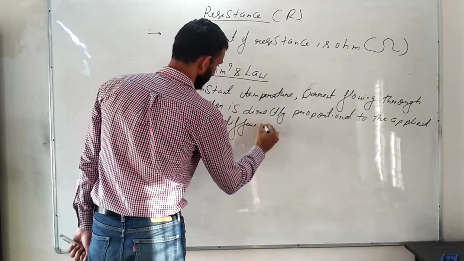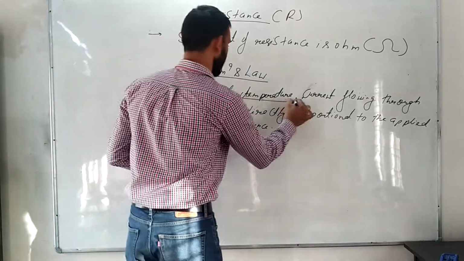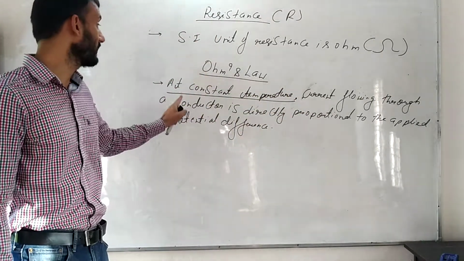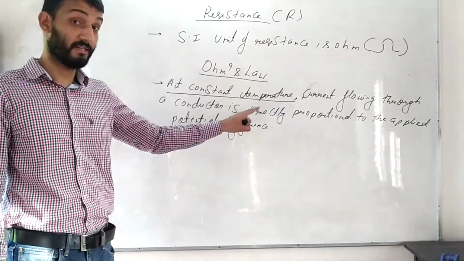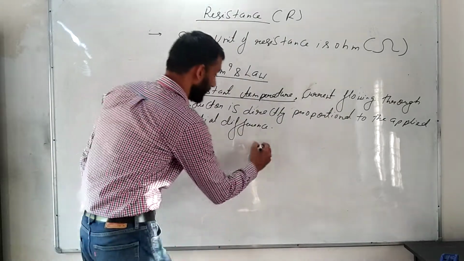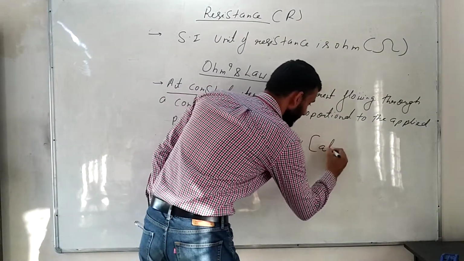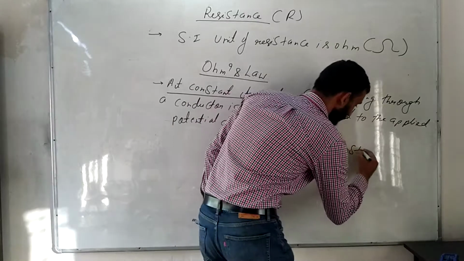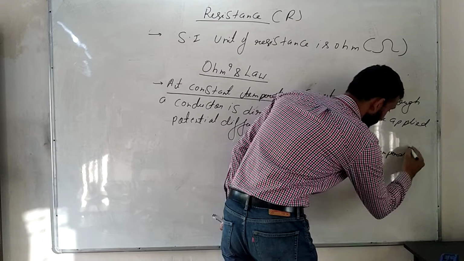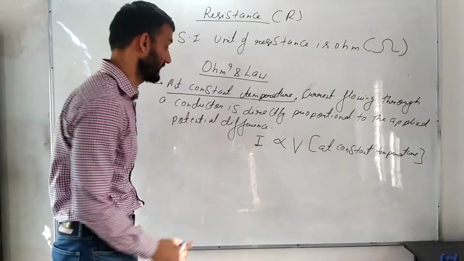So at constant temperature, this is a condition which needs to be met before applying Ohm's law. Ohm's law will work only at constant temperature. At constant temperature, current flowing through a conductor is directly proportional to V, and this happens when this condition is satisfied. Remember, this is a very important condition for Ohm's law to work, that the temperature should remain constant.